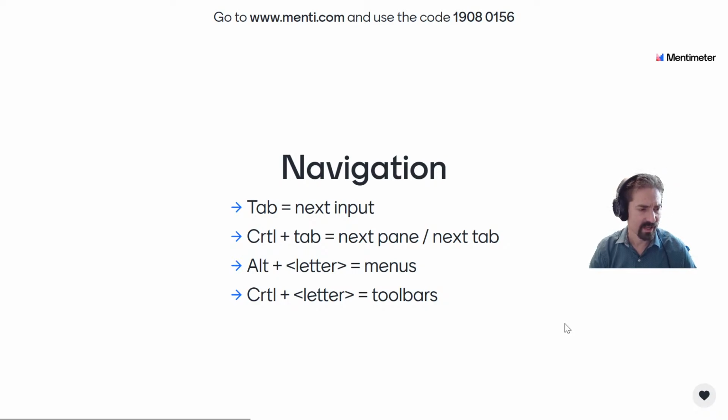Control tab is your next pane or your next tab. Alt plus a letter helps you open the menus. Control plus a letter helps you open toolbars. Most people wouldn't know about Alt plus letter for menus or Control plus letter for toolbars. That's for real power users that just love the keyboard only, or for blind people or people that can't use the mouse for some reason.